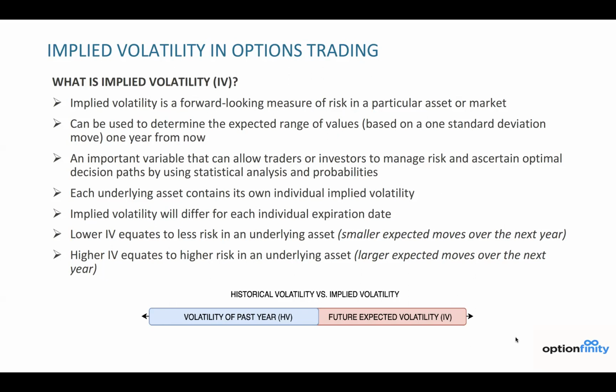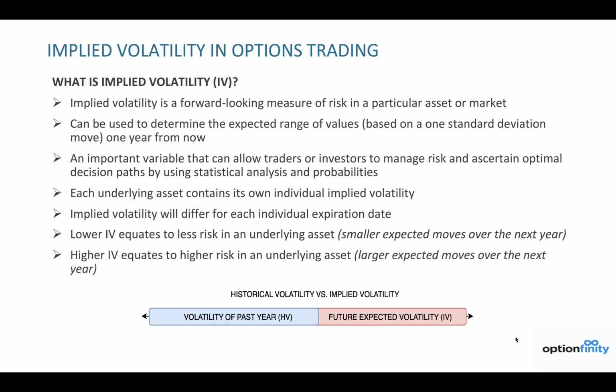And then obviously the opposite is true too: higher implied volatility equates to higher risk in a given asset. And that also results in larger expected moves and thus returns over the course of the next year. So again, Tesla, as I mentioned prior, is a great example of that.